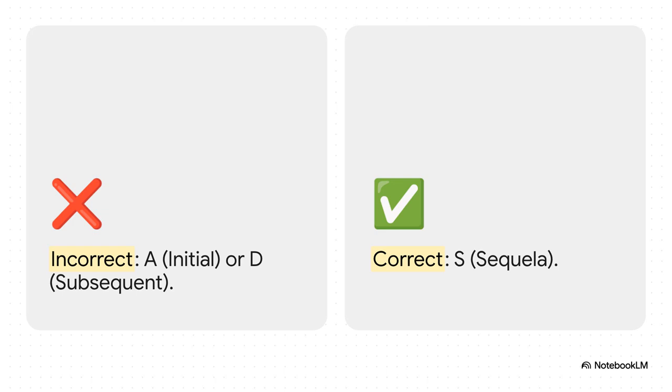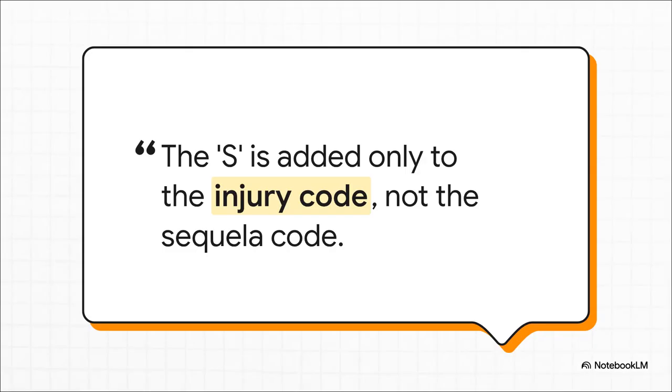Character A is for the initial encounter during active treatment, right? And D is for the subsequent encounter during the routine healing phase. If the active healing is totally over, A or D is instantly incorrect; the only right answer here is S. This CMS guideline from Section IC19 is very specific, and it mandates exactly how we format this. It explicitly states, the S is added only to the injury code, not the sequela code. What this means in practice is that the specific type of sequela, like a scar, is sequenced first. Then, it's followed by the original injury code sporting that glowing letter S. The 7th character S simply identifies the old injury that's responsible for the current sequela.